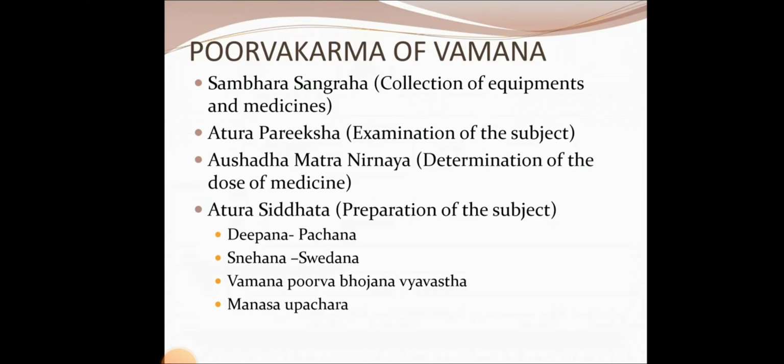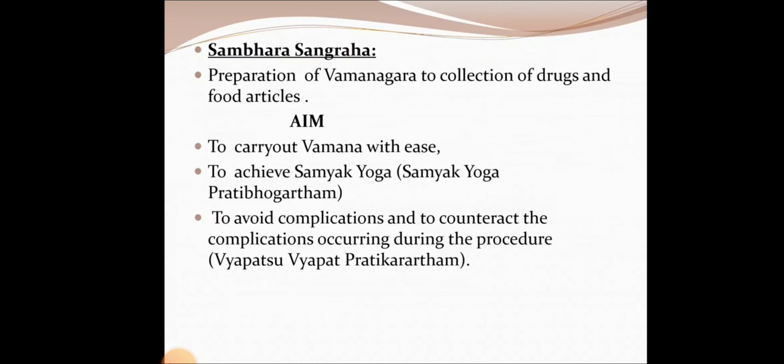What are the Purva Karma of Vamana? Some headings are there. Sambhara Sangraha, that is collection of equipments and medicines. Then Aturaparikshana, means examination of the patient or subject. Aushadha Matra Nirnaya, determination of the dose of medicine. Then Atura Siddhata, preparation of the subject. In that, it comes the Deepana Pachana, Snehana Svedana, Vamana Purva Bhojana Vyavastha, Manasa Upachara. These are the headings coming under the Purva Karma of Vamana.